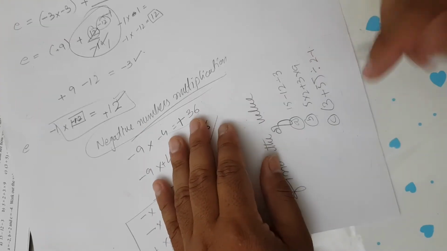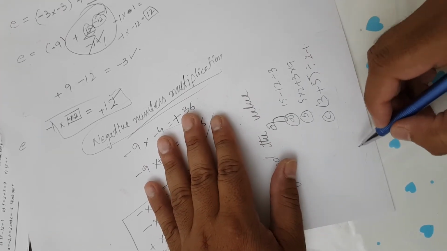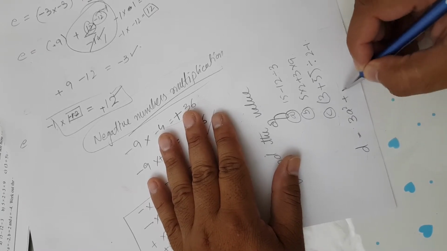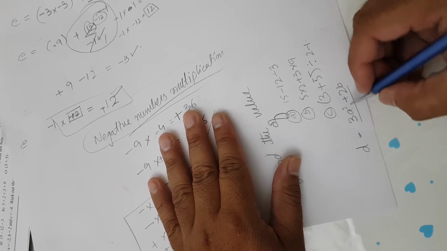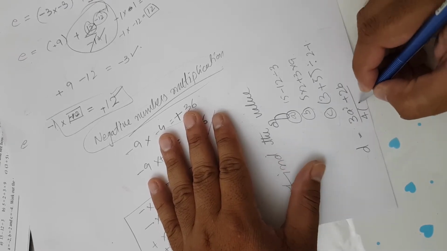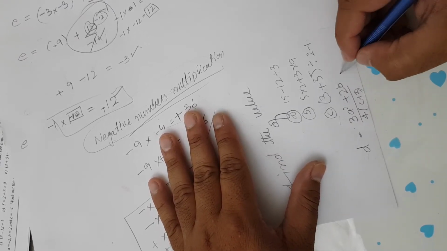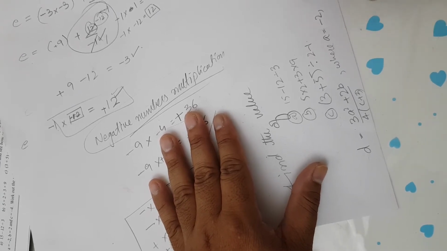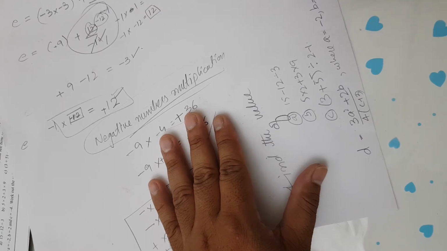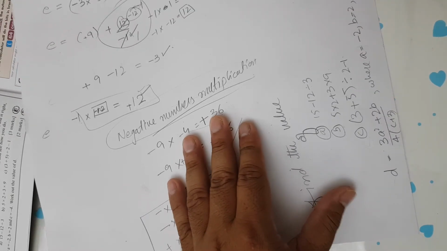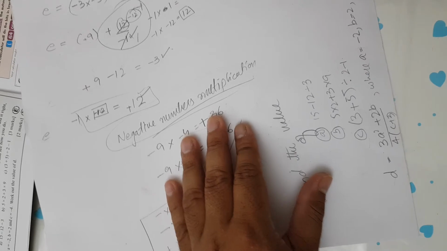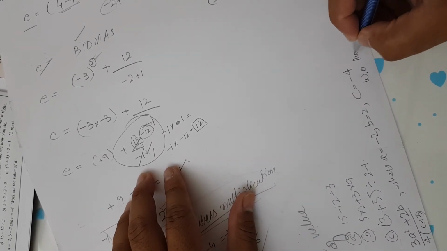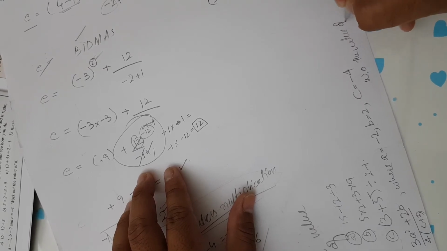And the next question here says D is equal to 3a squared plus 2b over 4c plus 3 whole bracket, where a is equal to negative 2, b is equal to 2, c is equal to negative 4. So work out the value of D.